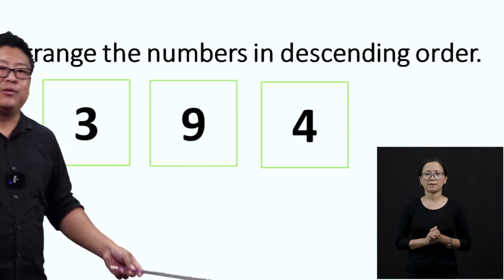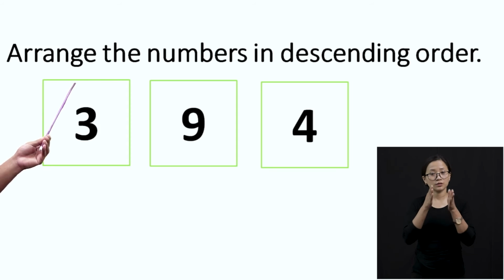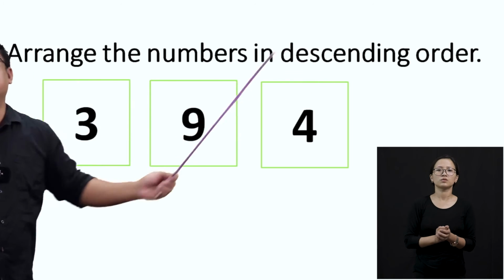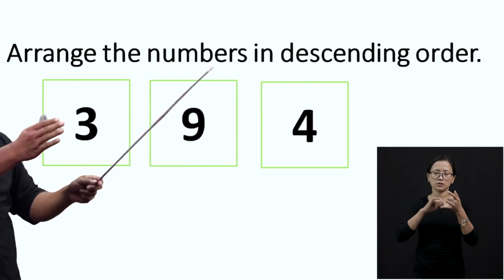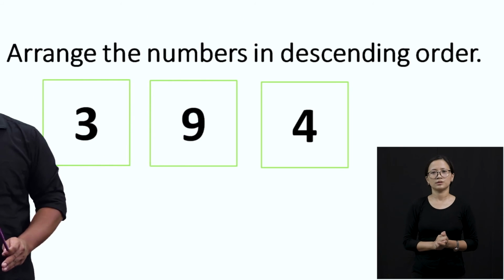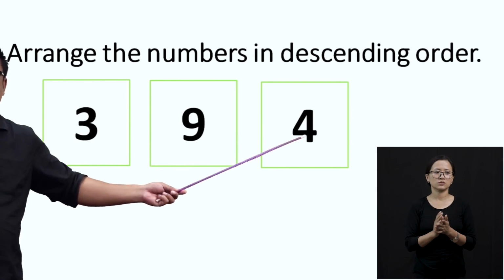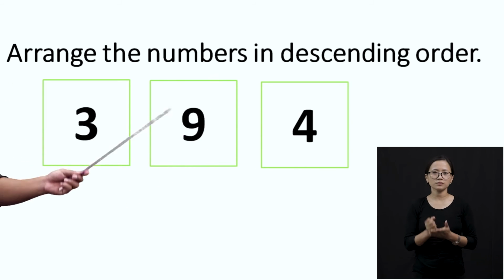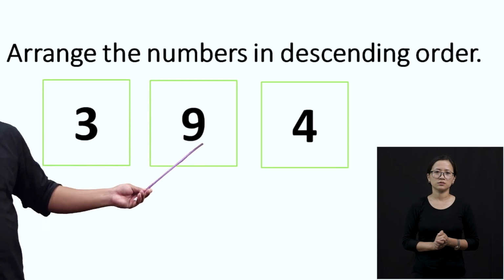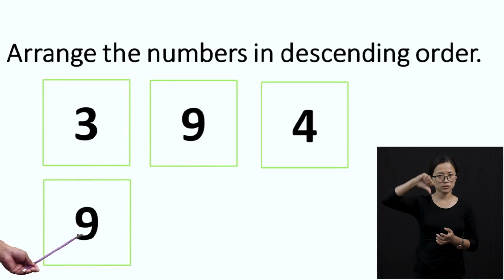All right. Let's look at another exercise. Here it says arrange the numbers in descending order. Descending means from big to small. You have to identify the biggest number and the smallest number. All right. So let's look at the numbers given: 3, 9, 4. Now try to identify which is the biggest number here. Let's look. We have 9 as the big number. So we will write 9 in the first place.